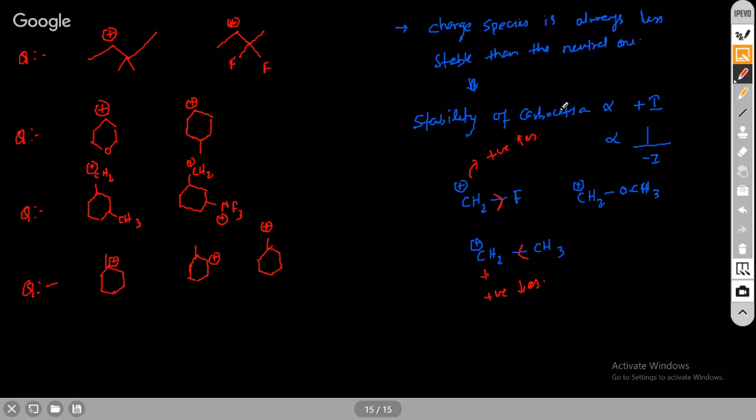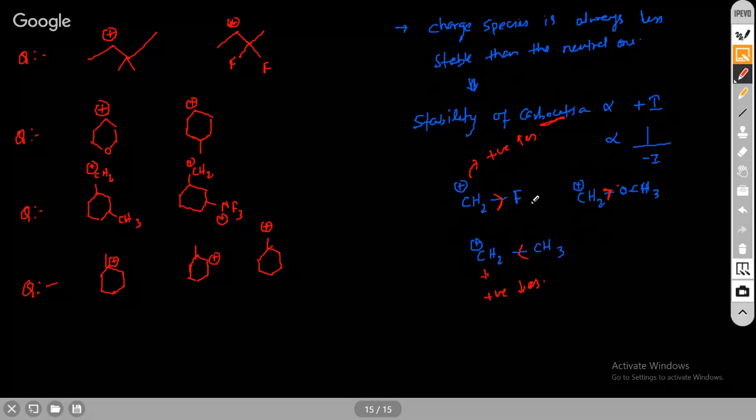And that's why we are saying carbocation, meaning positive charge carbon, is directly proportional to plus I and inversely proportional to minus I. If you take this one and this one and compare, this oxygen has the tendency to withdraw electrons, so that will increase the positive charge density here.